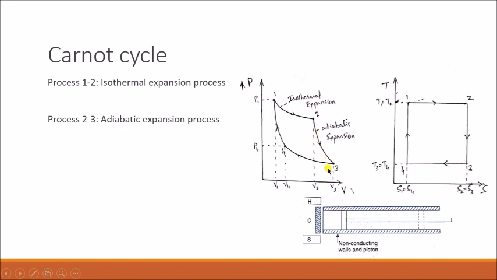So next, the third we call isothermal compression. So what we'll do is, again we'll remove the adiabatic plate, and we'll again add this diathermic plate. Once we add this, I'll bring this cold body, or what we call the sink, towards this plate.